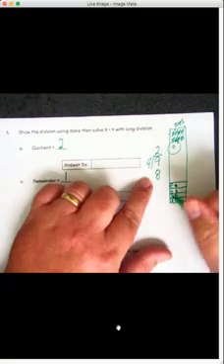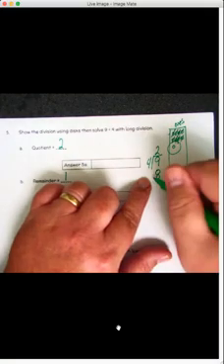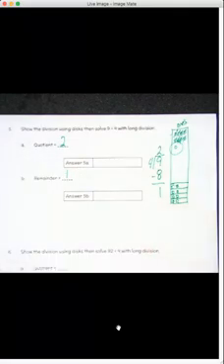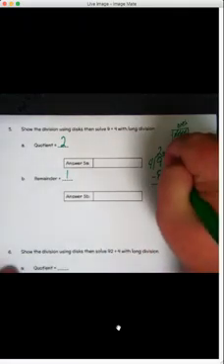1, 2, 3, 4, 5, 6, 7, 8. But we didn't use them all. There was 1 left over. 2 remainder 1.